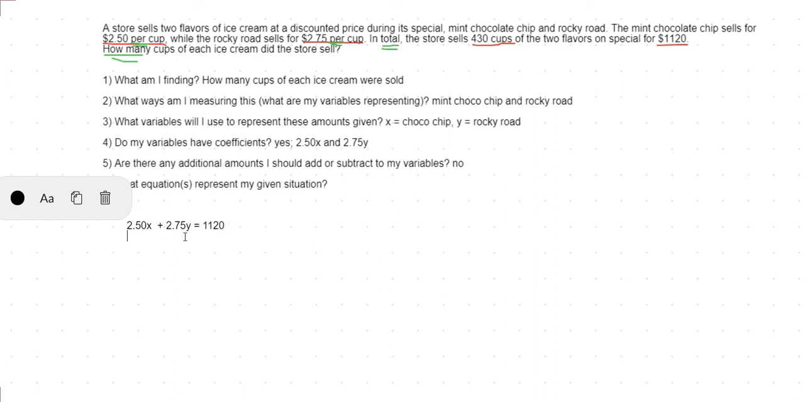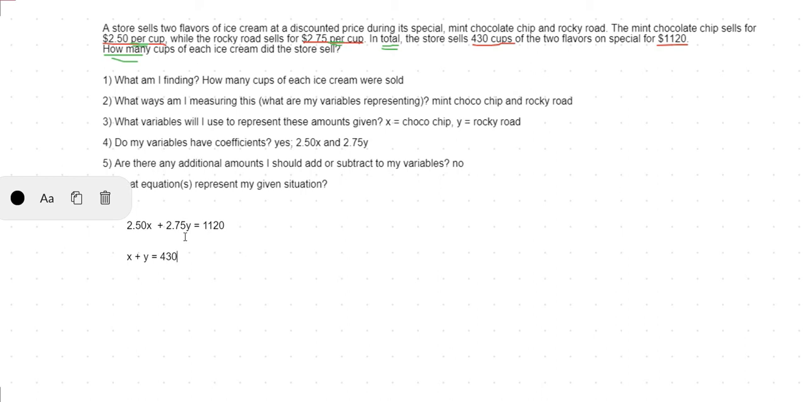Okay? And there is a second equation that I am given. That is for the total number of cups sold. Not the amount that we earned in money, but the amount of cups we sold. That's also underlined in red. It says that we sold 430 cups. Well, if I know that X is my cups of the mint chocolate chip and Y is the cups of Rocky Road, I sold 430.